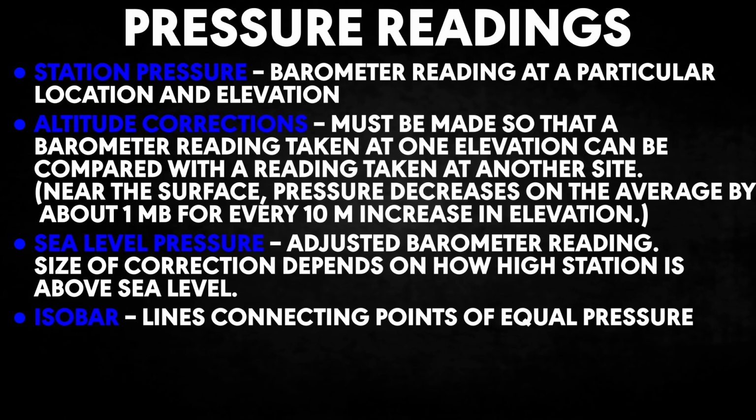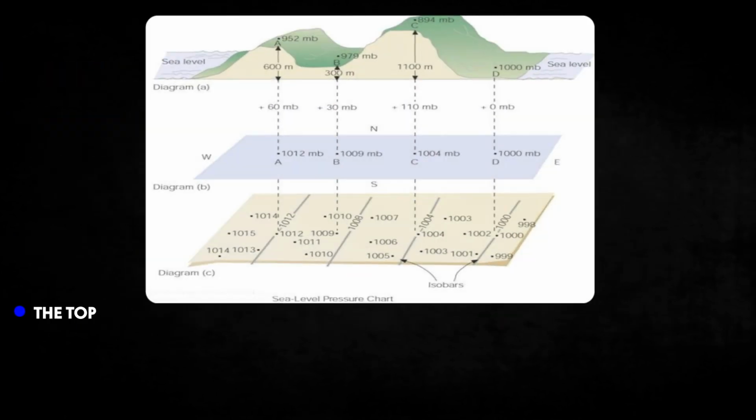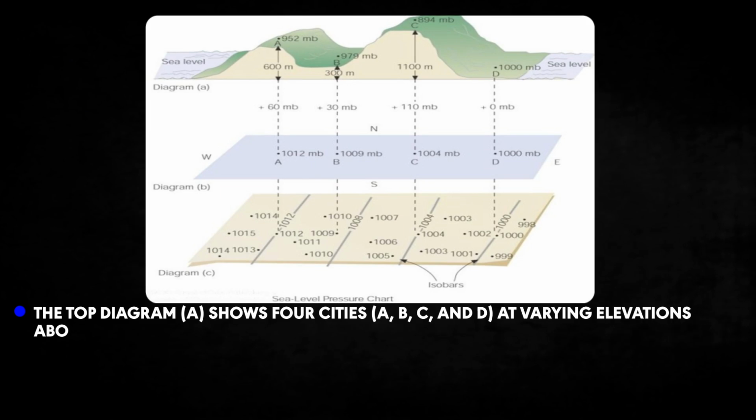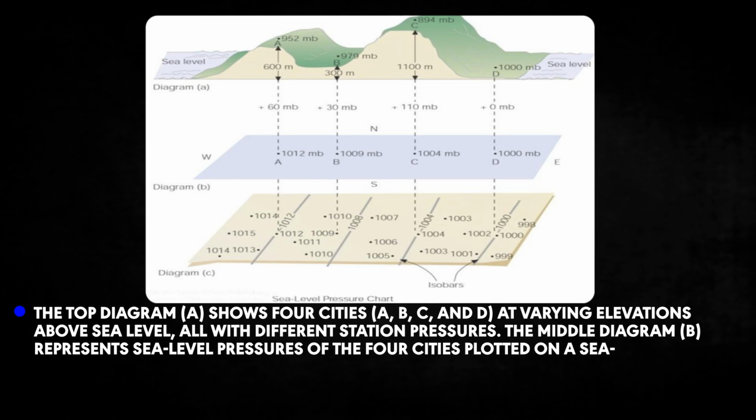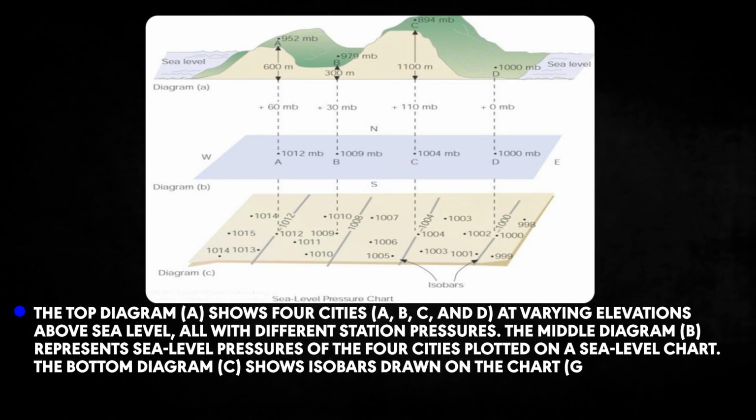The top diagram A shows 4 cities, A, B, C, and D, at varying elevations above sea level, all with different station pressures. The middle diagram B represents sea level pressures of the 4 cities plotted on a sea level chart. The bottom diagram C shows isobars drawn on the chart, gray lines, at intervals of 4 mb.